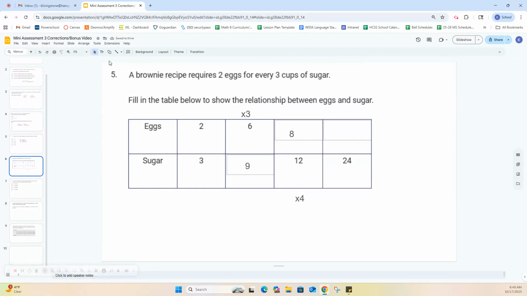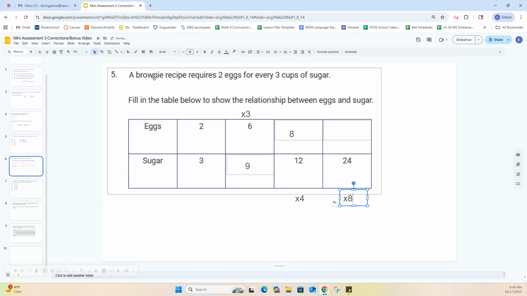All right, and now for our last spot, to go from 3 cups of sugar to 24, that is times 8. So 2 times 8 would give us 16 eggs. Because, again, to go from 3 cups of sugar to 24, you multiply by 8. 2 eggs times 8 gives us 16 eggs. So this is what your table should have looked like. All right, let's keep going.